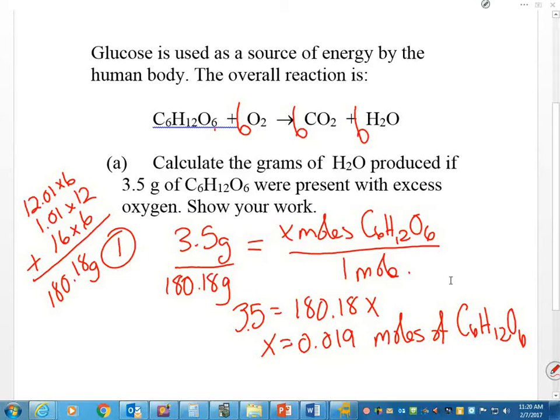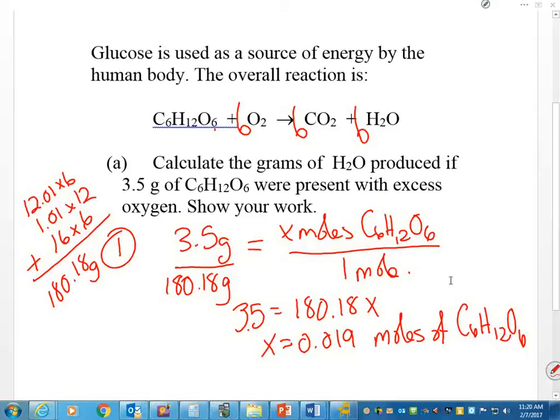The first step is to make sure that we have this working. But what do we want to find out about? We want to find out about water, right? Not sugar. We want water. So then we do a mole-to-mole conversion. The second step is to do a mole-to-mole conversion from sugar to water.